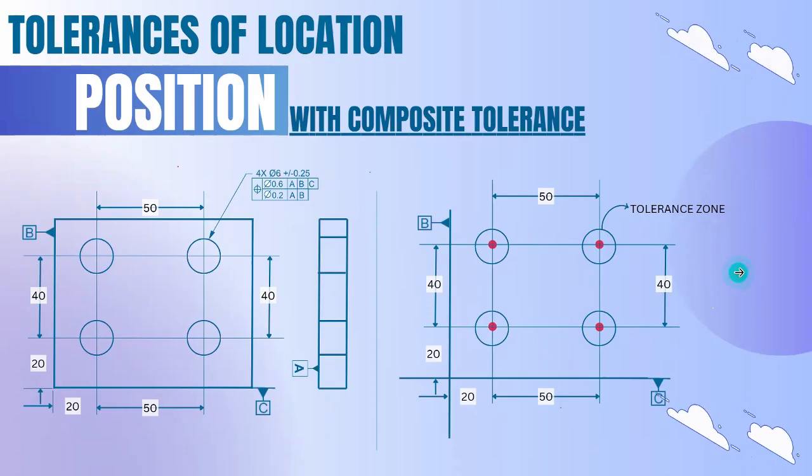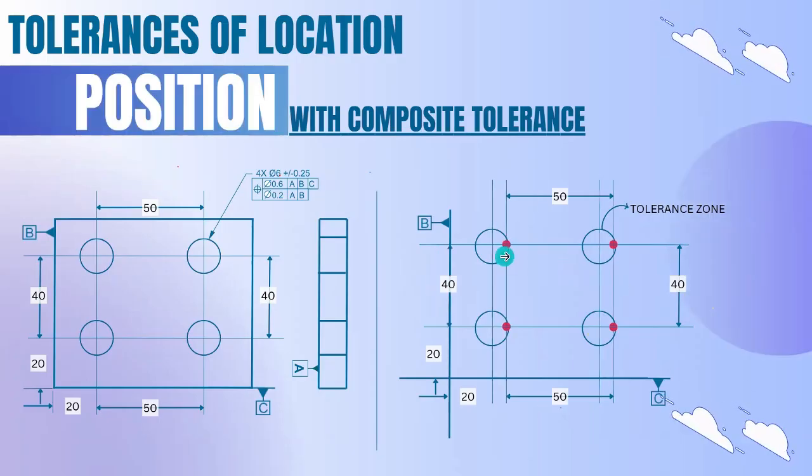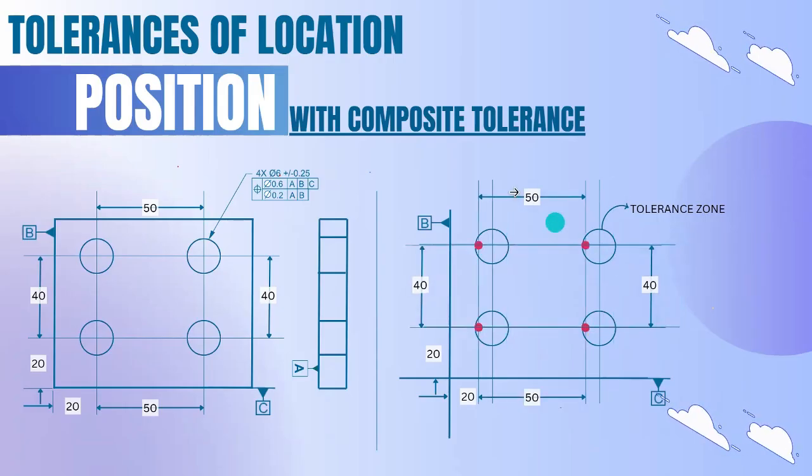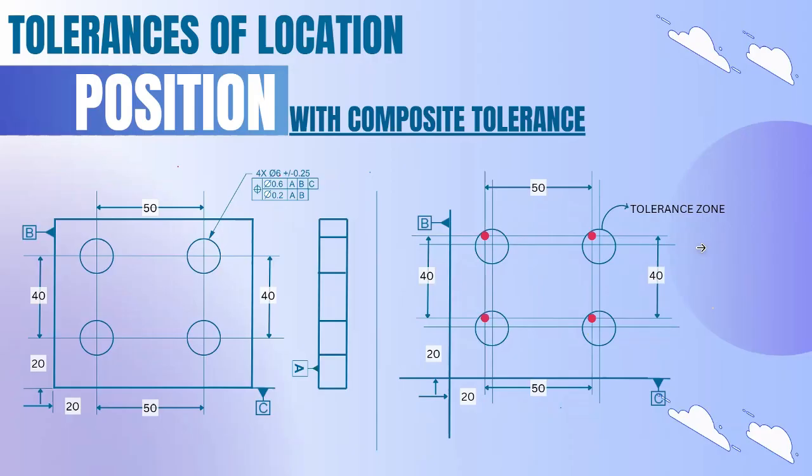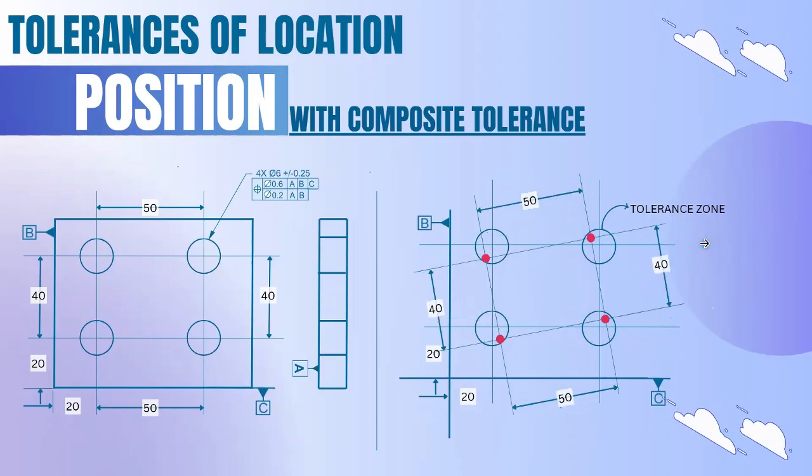It has some rules. This is the tolerance zone. Within this tolerance zone, the pattern can move to the right side and to the left side without disturbing the pattern dimension, 50 for X and 40 for Y. Without disturbing the pattern dimension, it can move left, right, up and down, and also diagonally like this. Also, the pattern can rotate without disturbing the pattern dimension, within the tolerance zone.